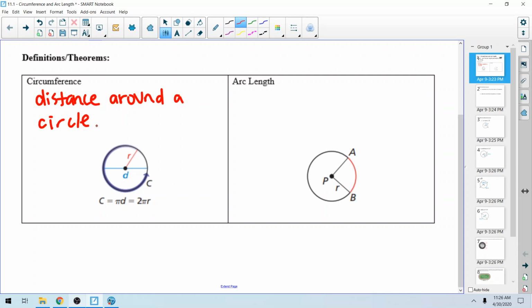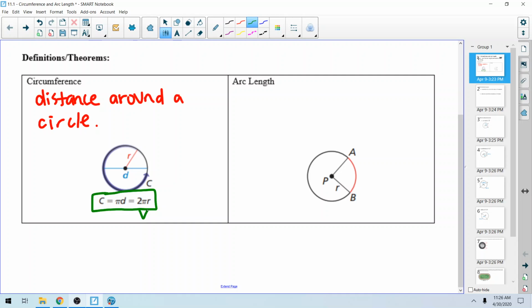There's two ways we can find circumference depending on what we're given. Circumference is either pi times the diameter, or it's 2 pi times the radius. And when you put 2 and the radius together, what you end up really getting is the diameter. So they're the same thing, it just depends what you're given in your picture or on your circle on which one you want to use.